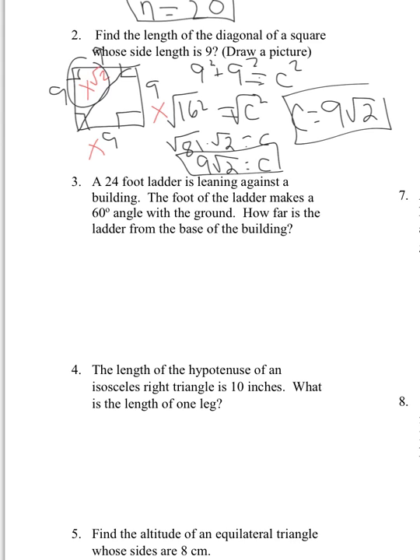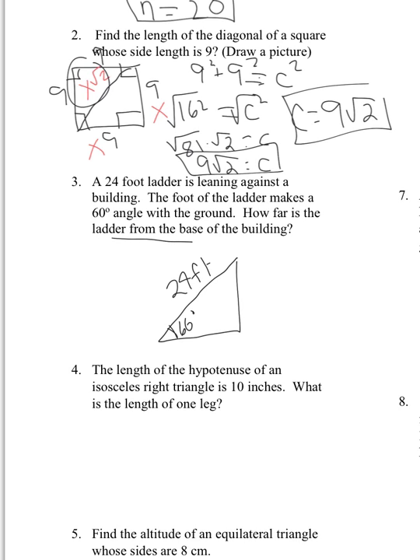Number 3, a 24-foot ladder is leaning against a building. The foot of the ladder makes a 60-degree angle with the ground. So, obviously, we're dealing with right triangles. You're going to get something like this. Okay, here's your ladder, 24 feet. But it says the foot of the ladder makes a 60-degree angle with the ground. So right here, 60 degrees.